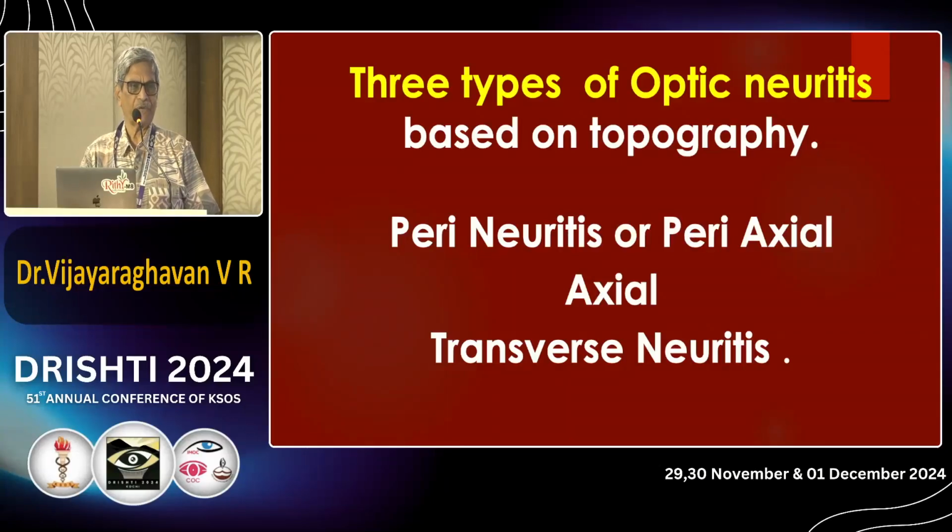Based on topography, normally in axial neuritis, mainly the macular fibers are involved. There you get a central scotoma. But central scotoma is one of the most common field defects you can expect in optic neuritis. Never forget, it's not the only thing. We can have even contraction of fields, because periaxial or peripheral fibers are involved. Or a transverse neuritis may also develop. That's why central scotoma is not the only feature of optic neuritis. You can have any type of field defect. That's the reason for this, because of topographical involvement.